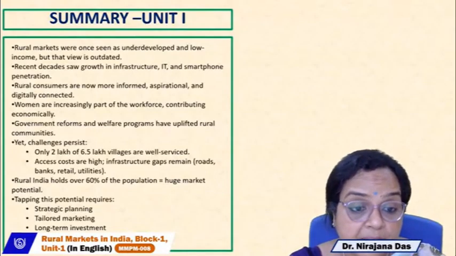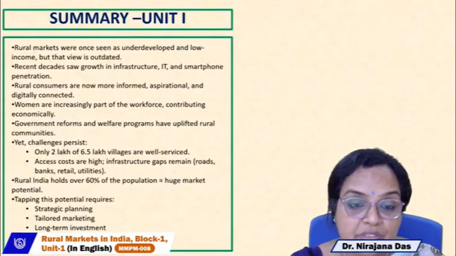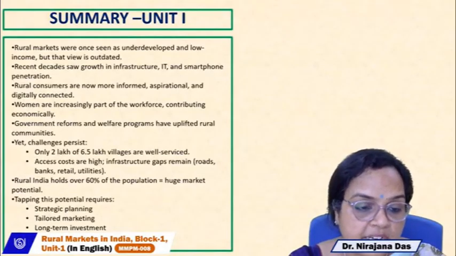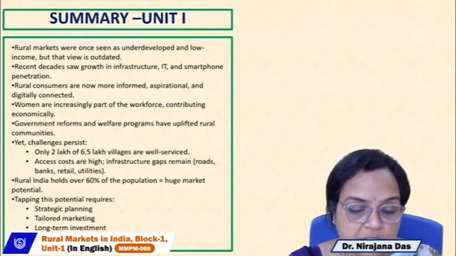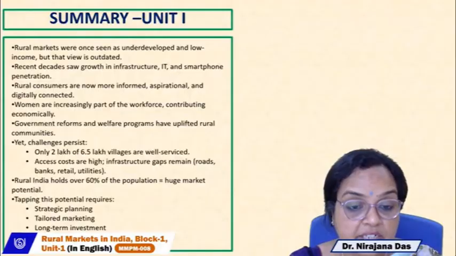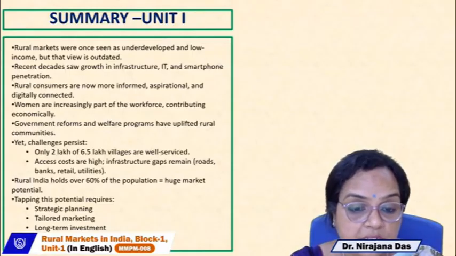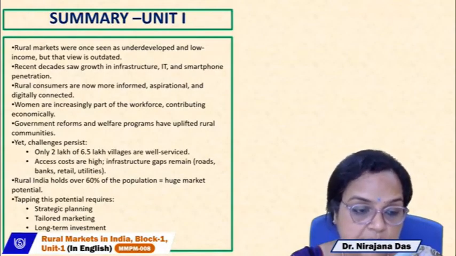Only 2 lakh of 6.5 lakh villages are well serviced. That means we marketers have to think how to enter, how to capture, and how to tap the rest of the villages. Access costs are high. Infrastructure gaps remain a challenge for rural marketers. Roads, banks, retail, and utilities are yet to be established. Rural India holds over 60% of the population, and that shows it is a huge market potential. Marketers cannot avoid this potential of rural India because it has 60% of the entire population.